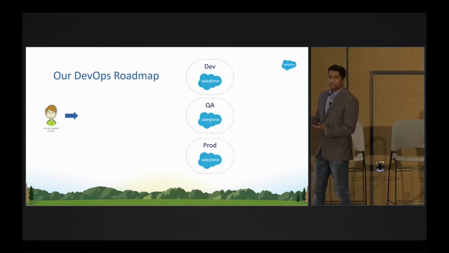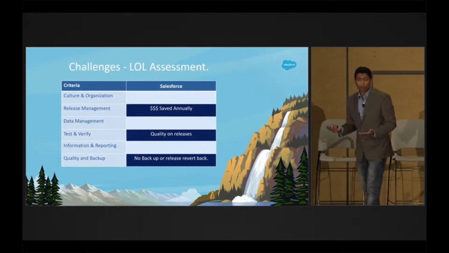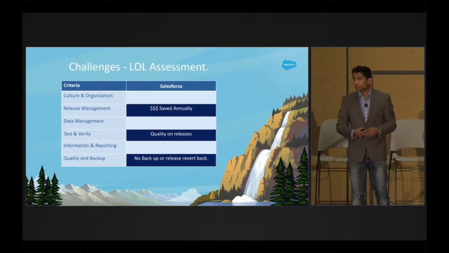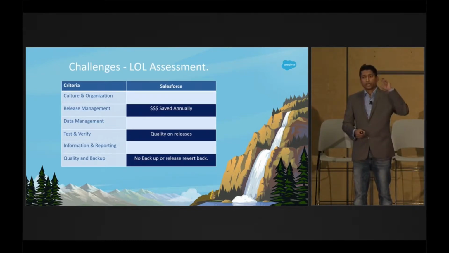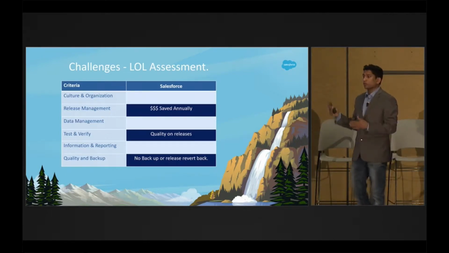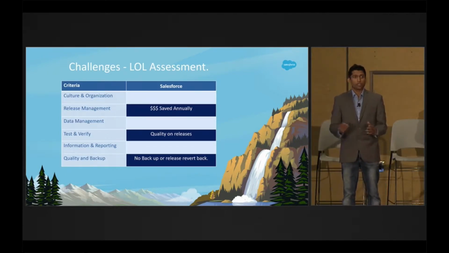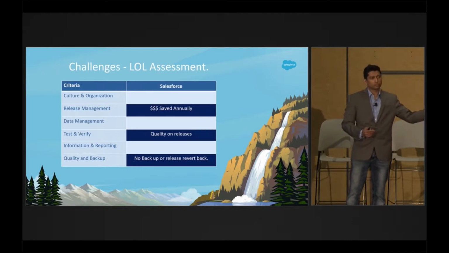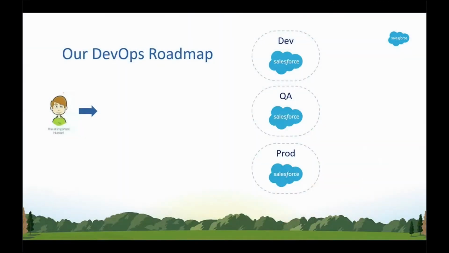So once we realized these were the core problems, three severe problems stood out. One, we were spending a lot of extra effort and time on release management. Two, we had issues with quality. And the final one was there was no option for backup, and no option to go back to a specific feature. So that's where we started our DevOps journey.